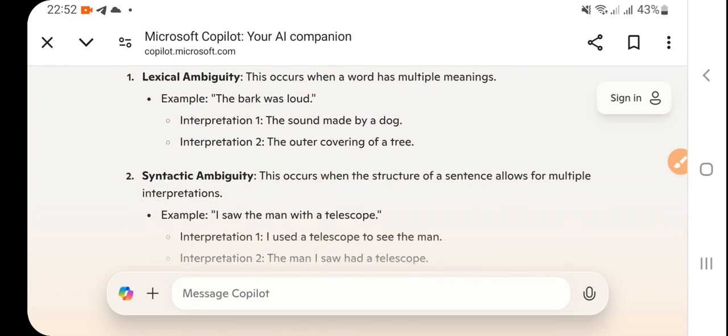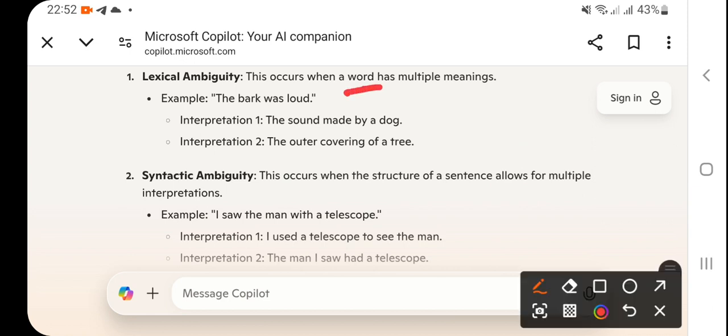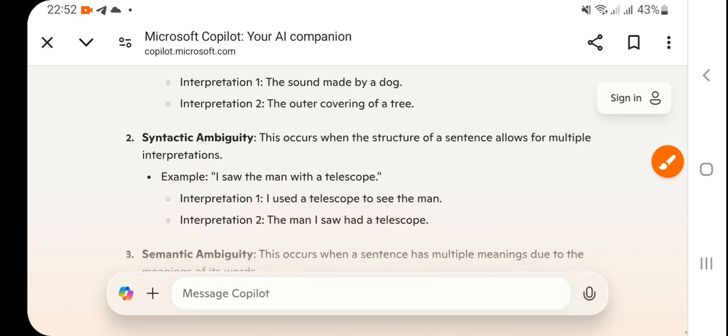Lexical ambiguity occurs when a word has multiple meanings. For example, bank, very common. And then bark, the sound made by a dog, right? Bark is a tree's bark, and then the dog's sound. So in the sentence "The bark was loud," it could be the sound made by a dog or the outer covering of a tree, right?